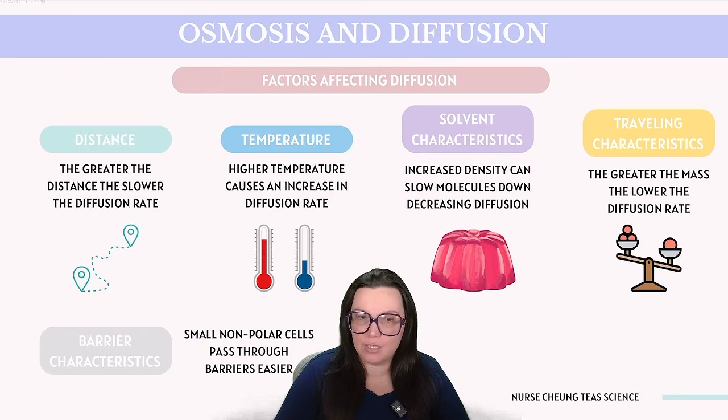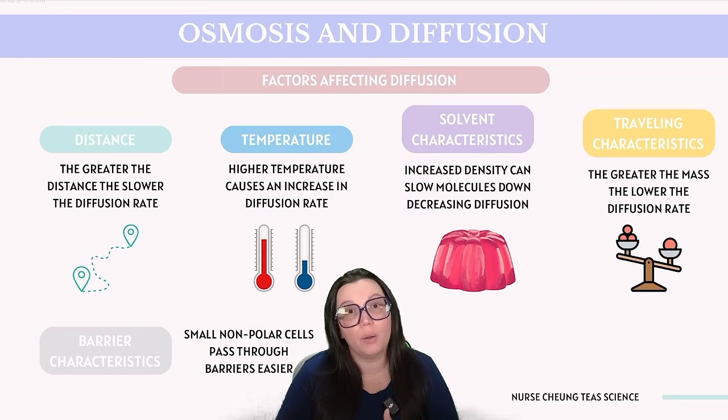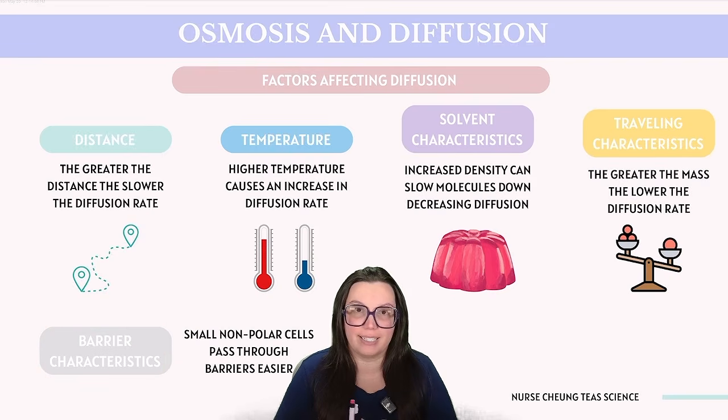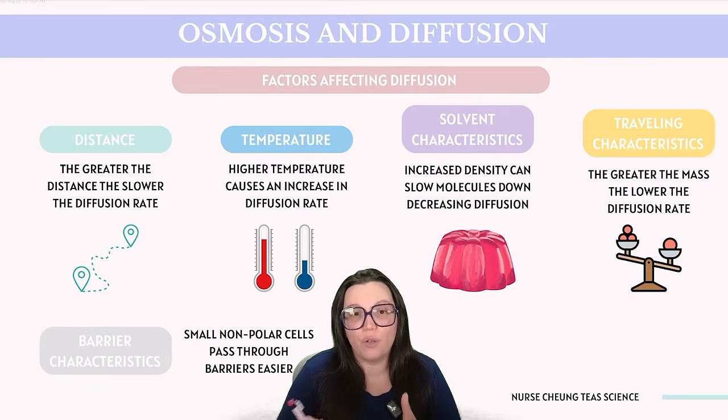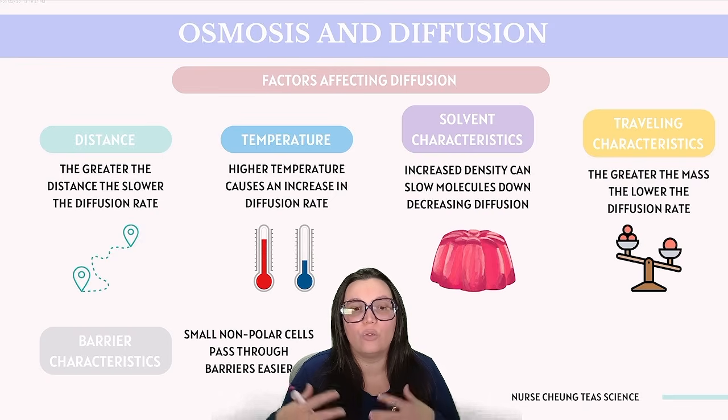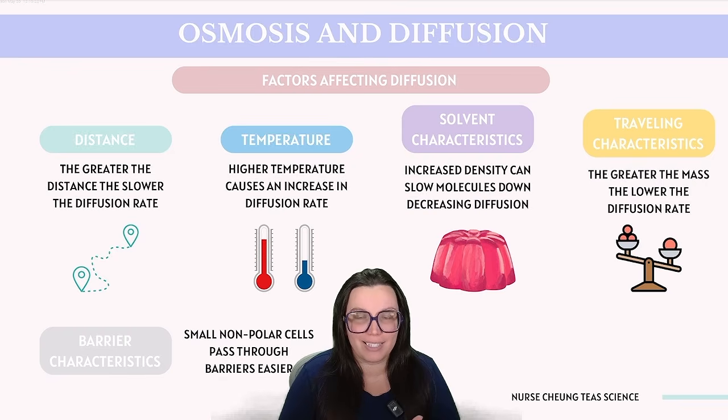Typically, substances with greater masses diffuse slower than those with less mass due to their inertia. And then lastly, we have barrier characteristics. If a diffusion involves crossing a barrier, such as a cell membrane, the nature of the barrier significantly affects the rate of diffusion. Small nonpolar substances generally pass through cell membranes more easily than those with larger, more polar substances, influencing the overall rate of diffusion.